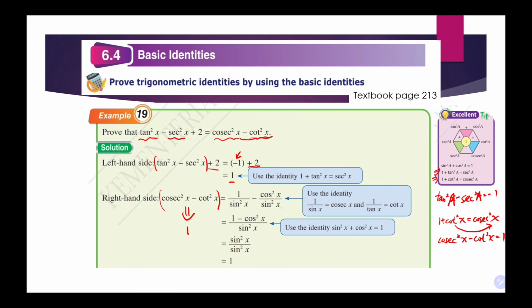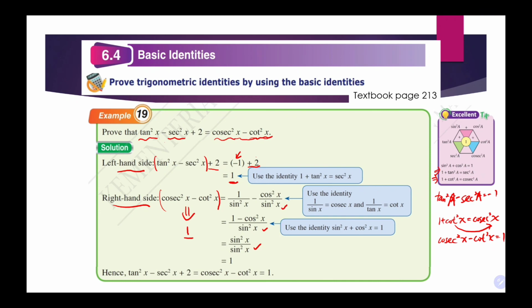Alright, so from here we can straight away change this into 1. We don't need to do as the textbook. Of course you can follow, but this is a longer way. So we can see from the basic identity cosecant square x minus cotangent square x, I will get 1 as well. So the left hand side, I get 1. Right hand side, I also get 1. Therefore, we can say tangent square x minus secant square x plus 2 equals to cosecant square x minus cotangent square x, because both are equal to 1.